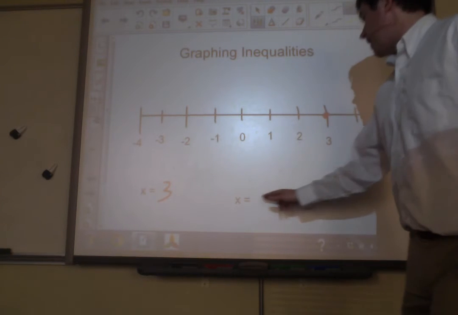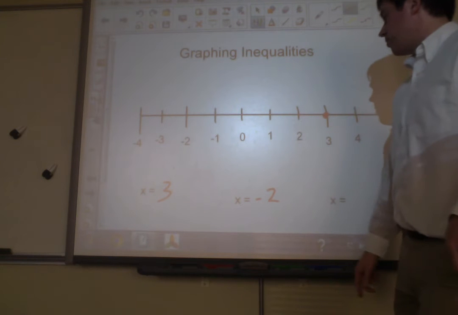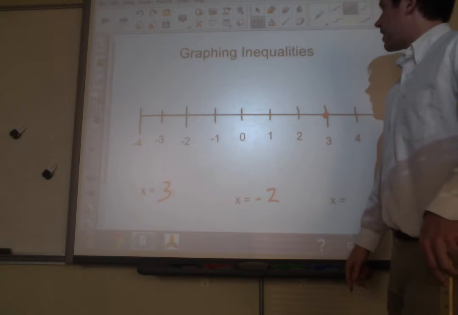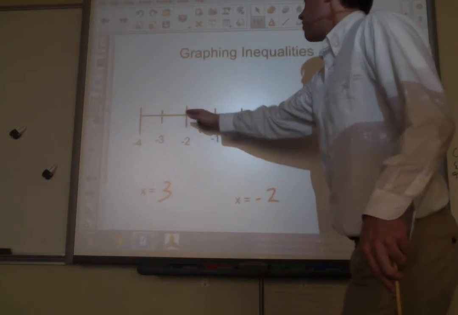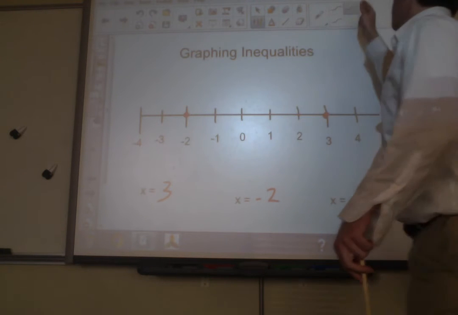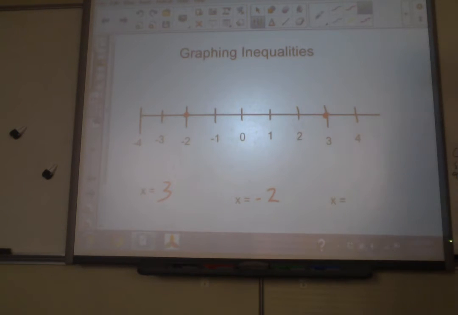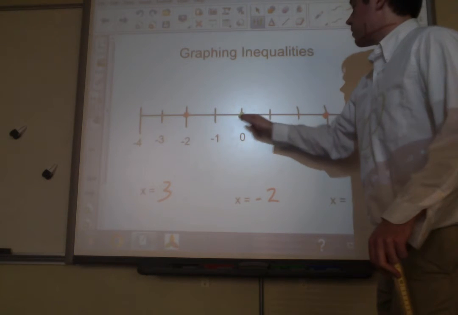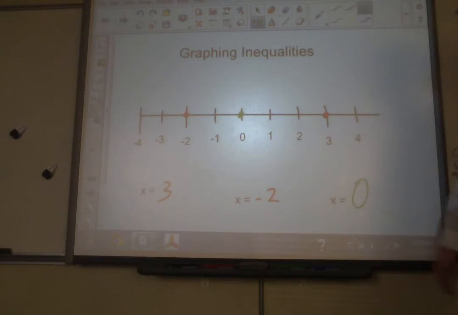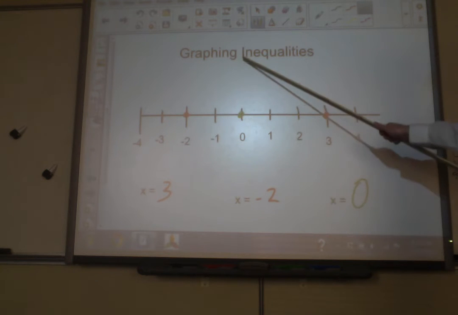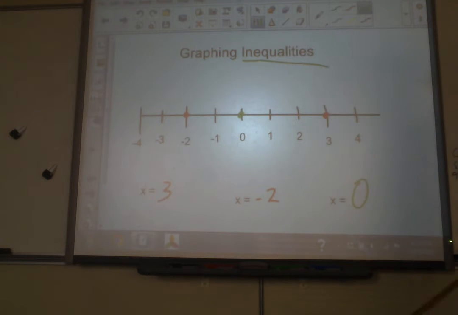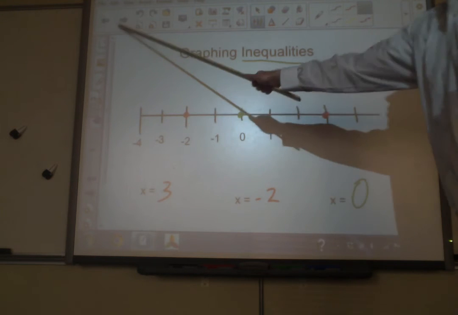If we were going to graph x equals -2, for example, we would put a dot up here on -2 to represent that. Let me switch colors here. And if we were going to do x equals 0, we'd put a dot on 0. All right? Very simple, easy stuff. You've been doing this for years, okay? So we're going to be doing the exact same thing, only instead of equations, which is what we have here, we're going to be graphing inequalities. Okay, so let's go ahead and look at how this works.